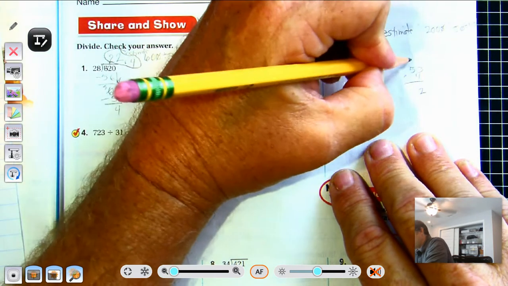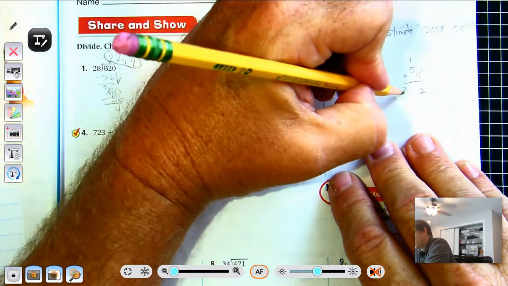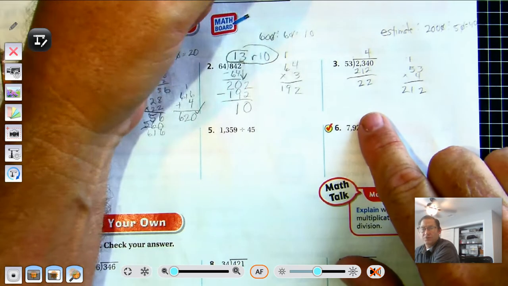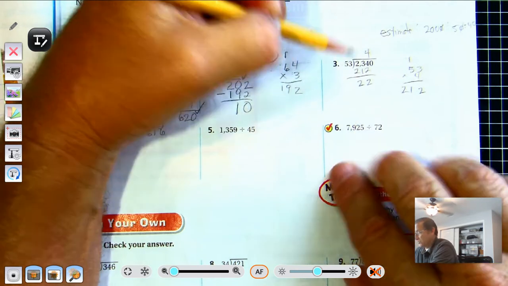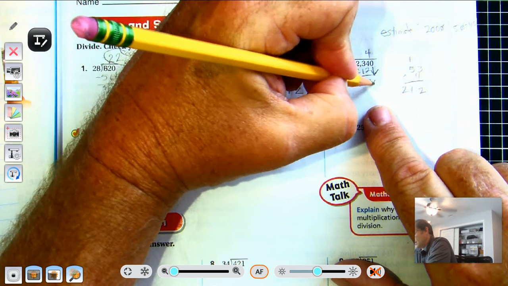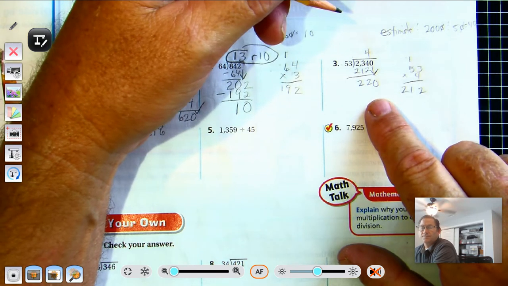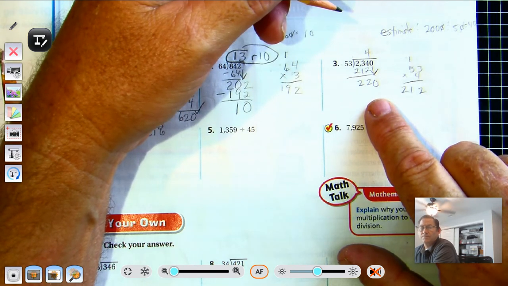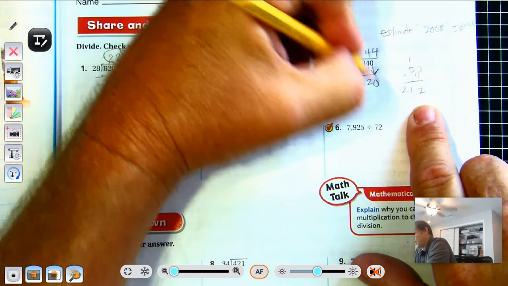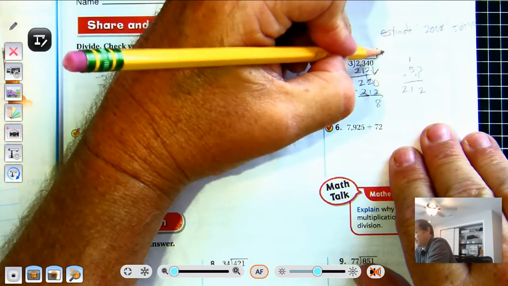4 times 3 is 12. Regroup as 1 ten and 2 ones. 5 times 4 is 20, plus the regrouped 10, 21. That gives me 22 left over, which is smaller than the divisor. So trade those for 22 ones and bring down the 0 ones, the 0 ones we already had. All right, we're going to use 4 again because 212 is close to 220. And we get a remainder of 8.